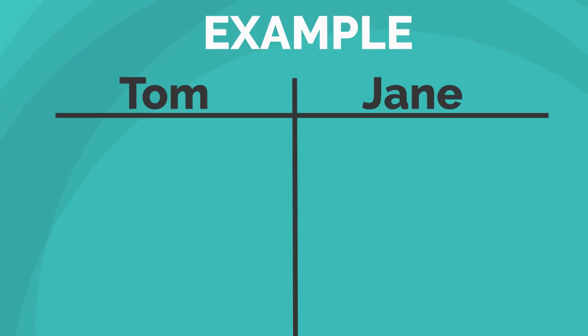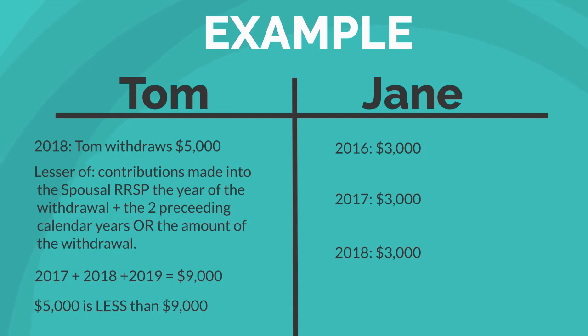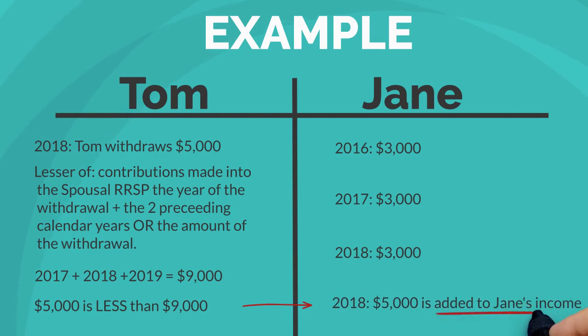Let's take a look at why you have to be very careful when making withdrawals from spousal RRSPs. In this case, Jane contributes to her husband's spousal RRSP every year, but in 2018, he withdrew $5,000. Because Jane made a deposit in 2018 as well, and she also made deposits the 2 previous calendar years, Jane will now have to add the $5,000 to her taxable income for the 2018 tax year.